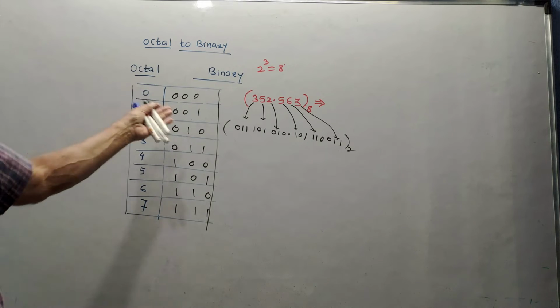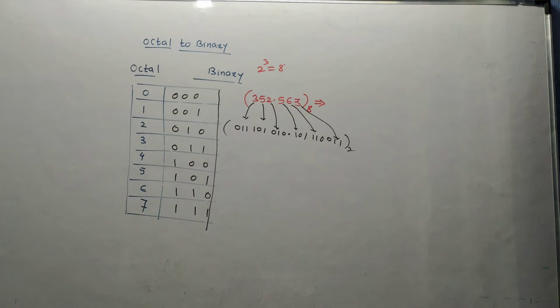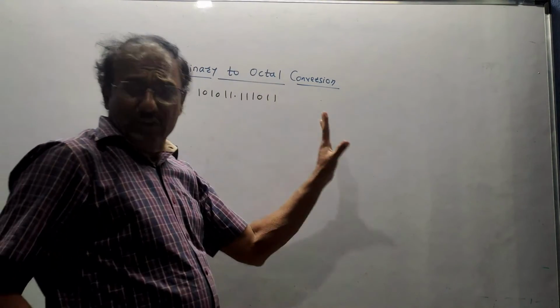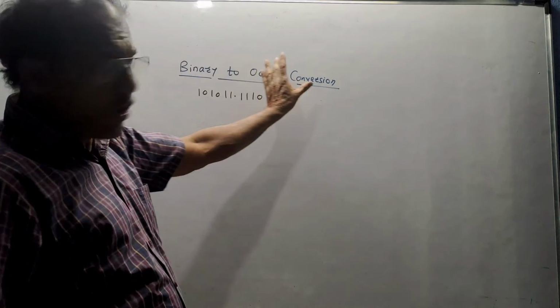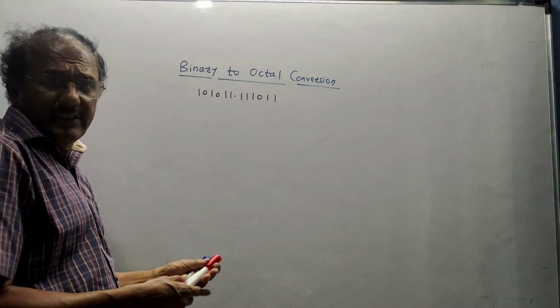So this is the simple technique. If you know this table, you can convert any octal number into the binary equivalent number. Now, in this part of the video, the last part is binary to octal conversion. As I said, this is part 1. Remaining part I will cover in part 2.